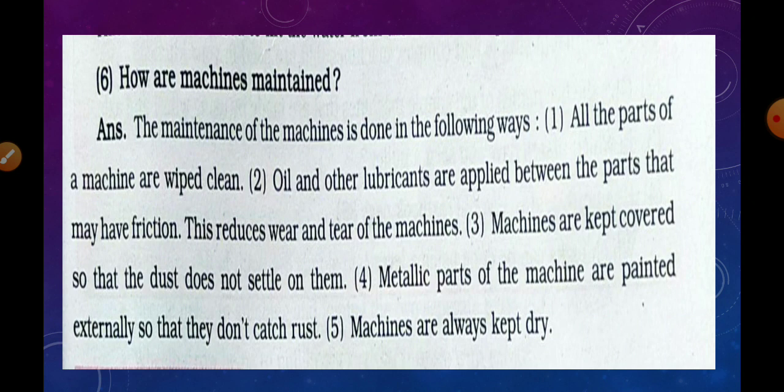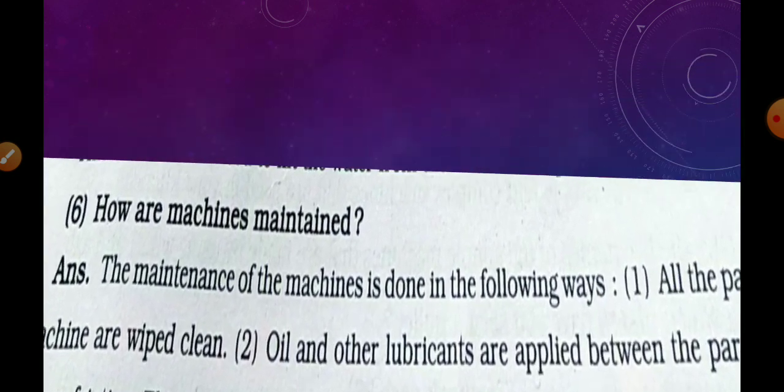Fourth point, metallic parts of the machine are painted externally so that they do not catch rust. Fifth point, machines are always kept dry. These are all the maintenance of machines. Machines are maintained in these ways. Understood? We are going to write the next question now.